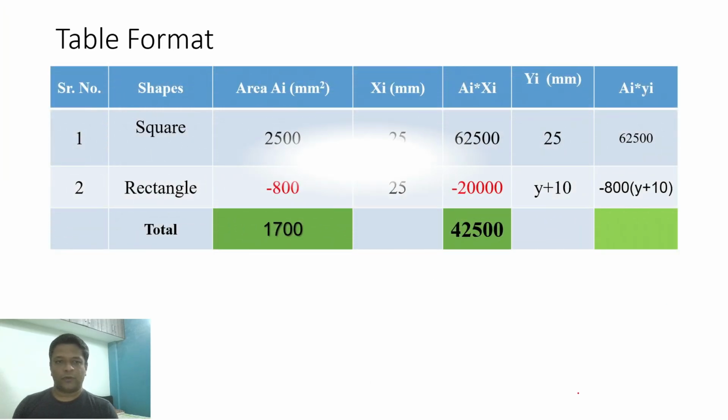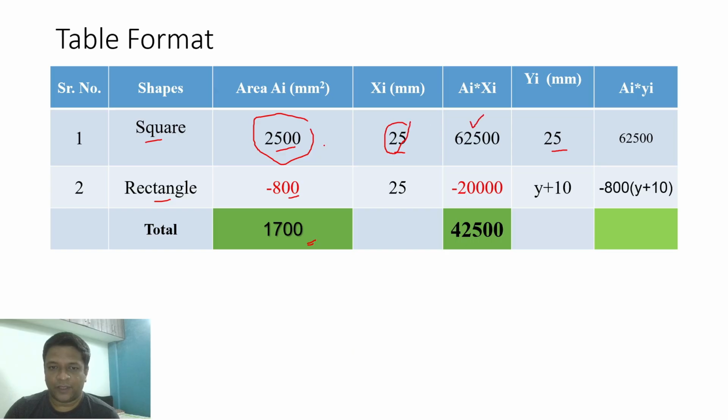In step number 2, we'll prepare the table and put the values. Here only two shapes are present. First one is the square, then the rectangle. Write down their areas, 2500 and minus 800. Do the addition and write it here. Next, x bar for the square is 25 and y bar for the square is 25. Then we multiply this area with this 25 and write the value here, then multiply this 2500 with 25 and write down the value here. In this way we can prepare the table. You know the procedure, that's why we are going a little bit fast.